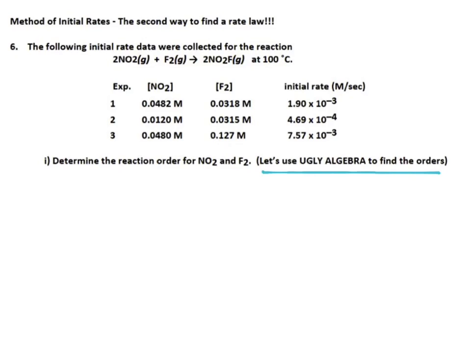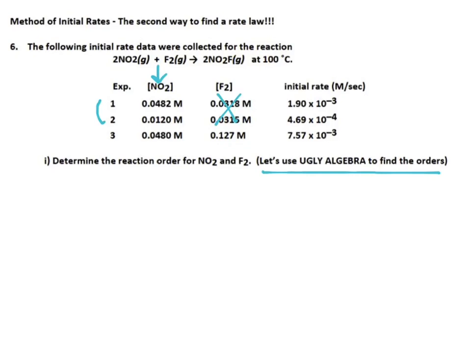So the first thing I'm going to do is look at all three of these experiments, and look at one where something is held constant. So let's look at experiment 1 and 2. So what is held constant in there? If you're looking at fluorine, in real life, 0.0318 and 0.0315 is constant. Okay, constant's never really constant. So this is held constant. So what I'm going to do, I am going to look at what order is NO2.